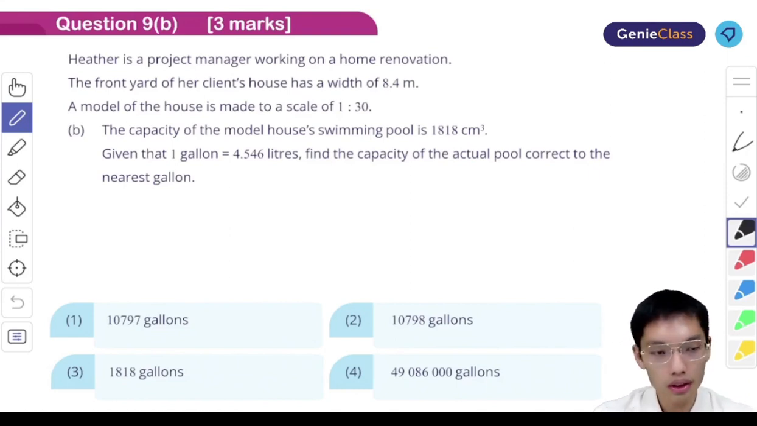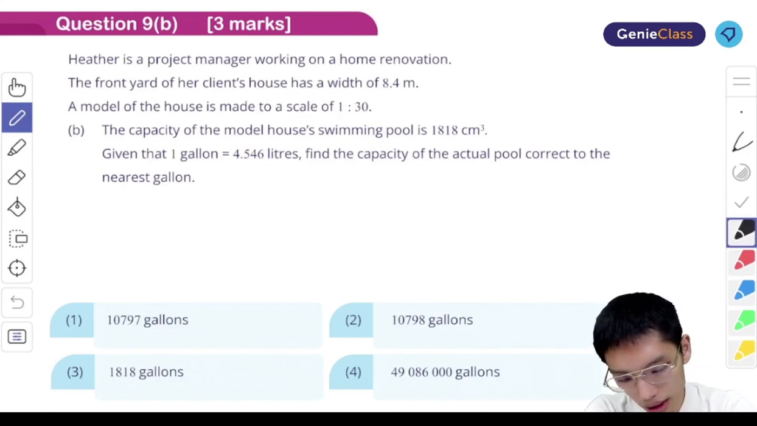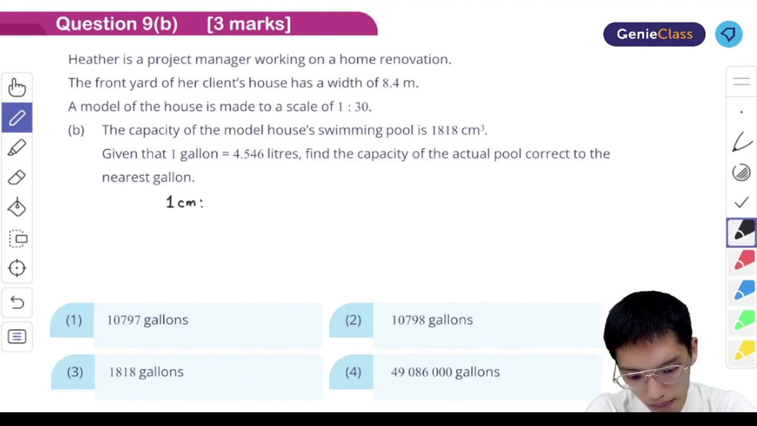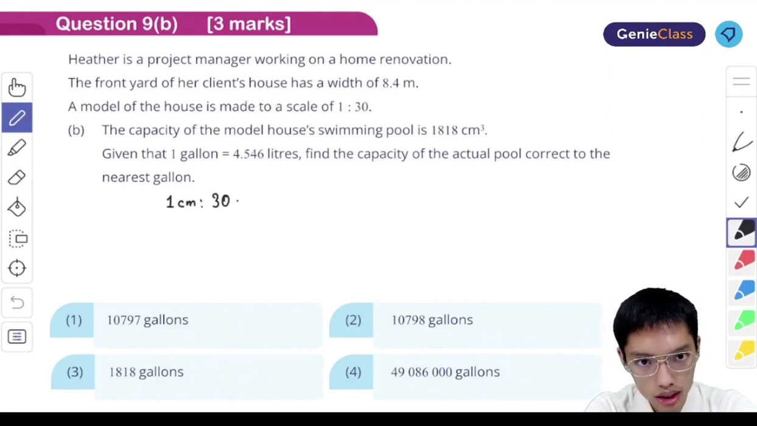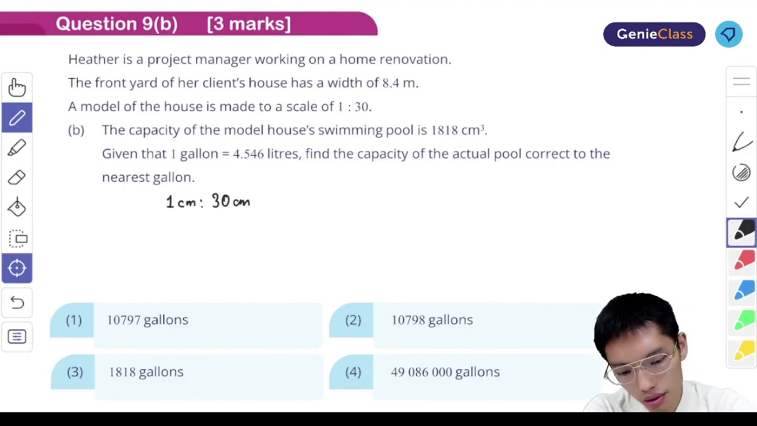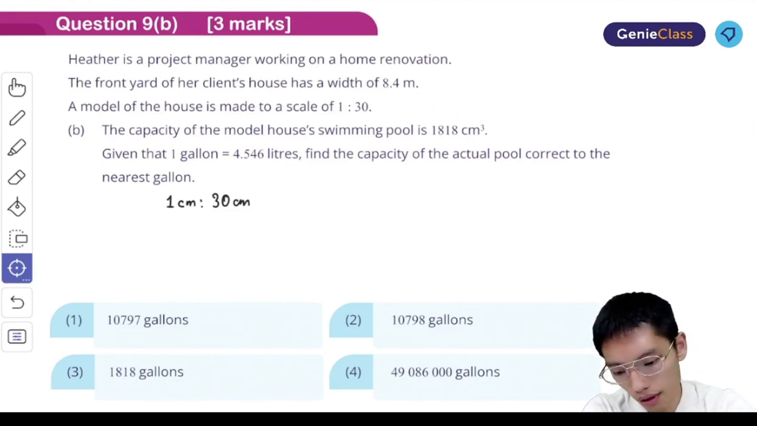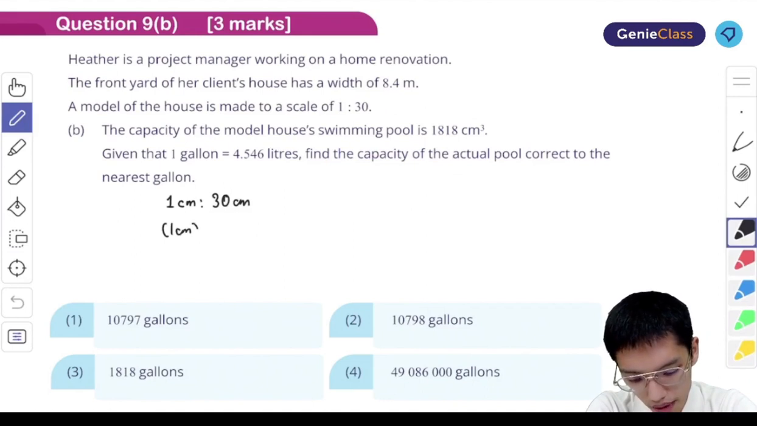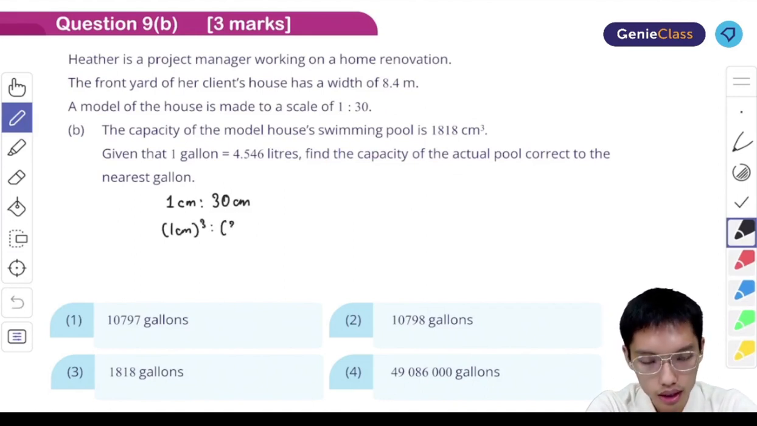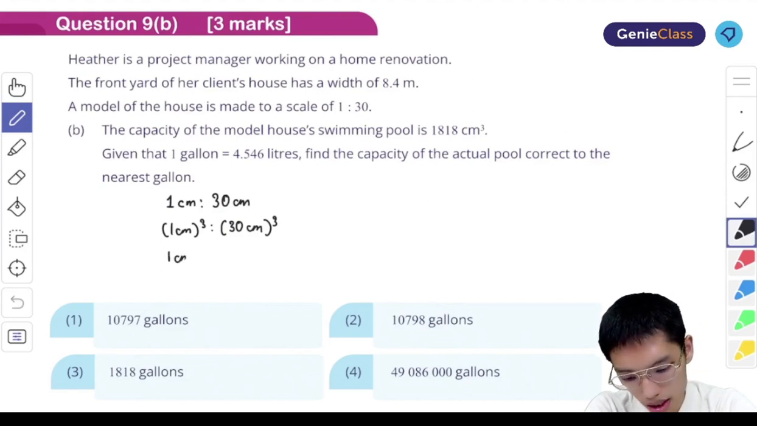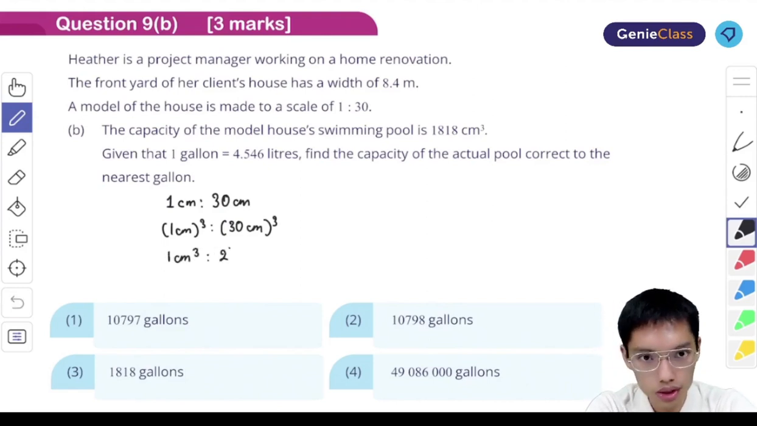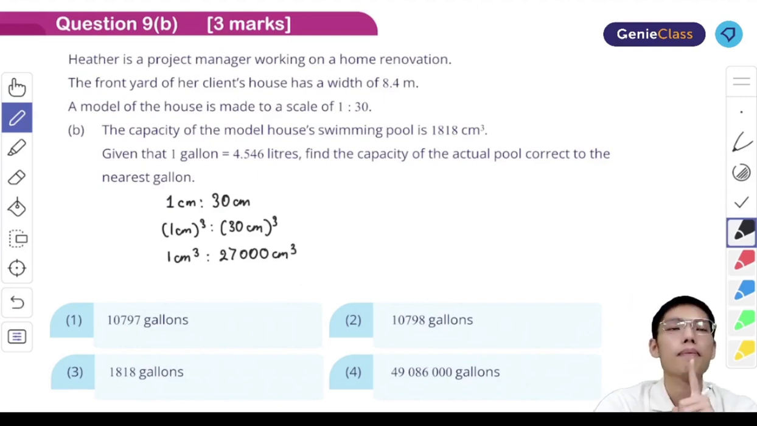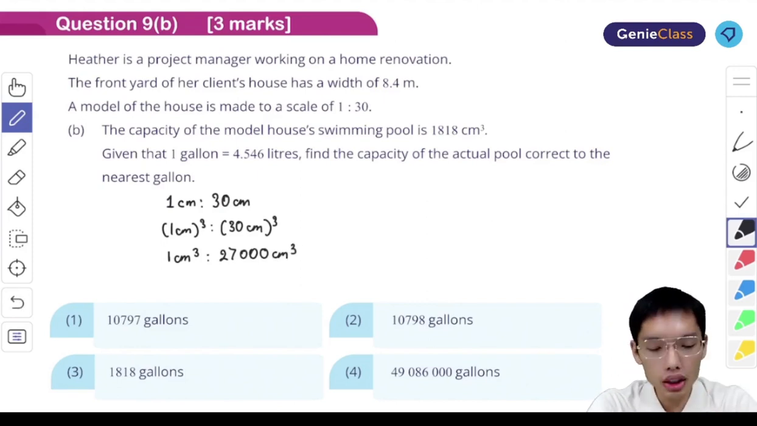Now, over here, take note, the model of the house, you have to convert it accordingly. So, we know 1 cm is to 30 cm over here. The question gives you in cube, so therefore, we have to cube it as well. So, 1 cm cube is to 30 cm cube over here, whereby 1 cm cube is to 27000 cm cube.